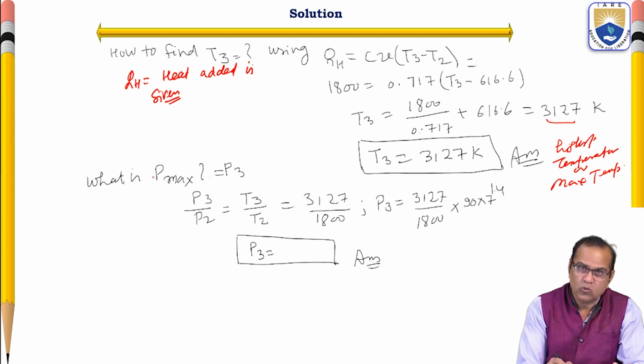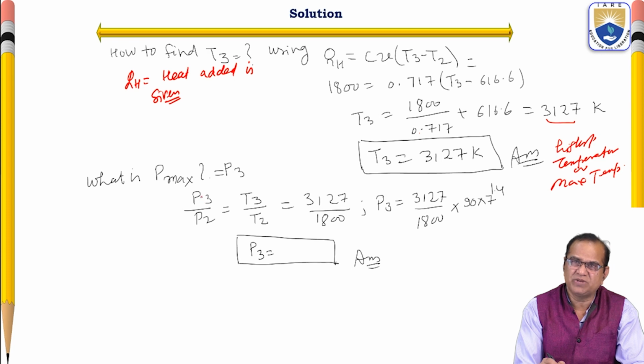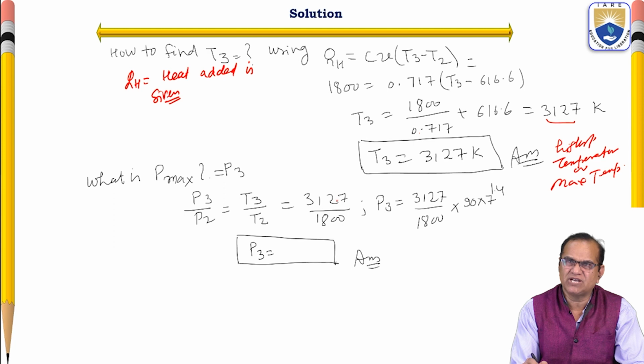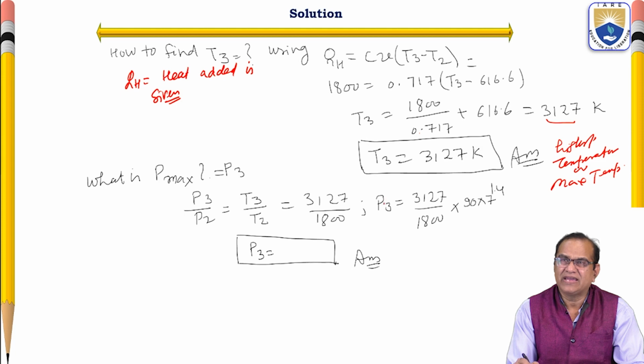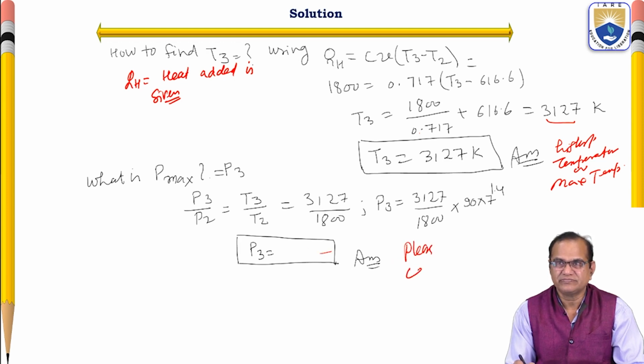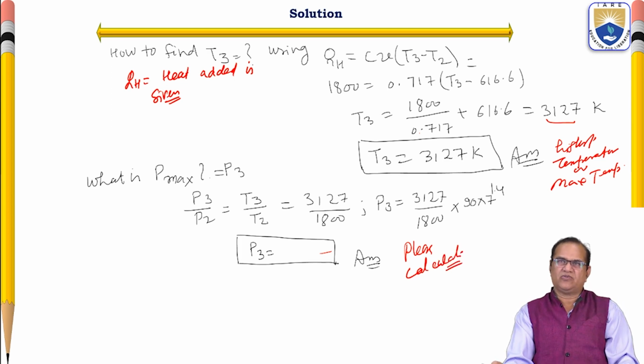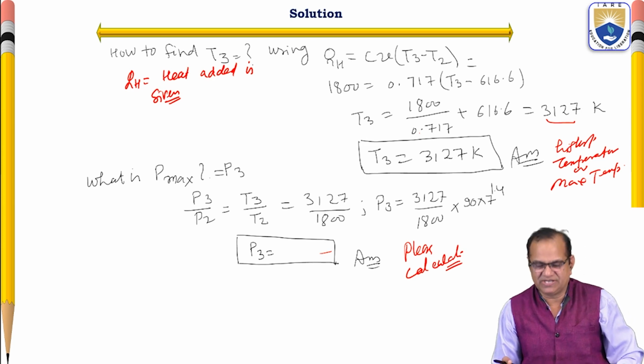So what is the maximum pressure? P3 by P2 is equal to T3 by T2. So T3 we know, 3127, and T2 also we know. So we can get P3 is equal to 3127 by 1800 into 90 into 7 to the power 1.4. So we will get something for P3 also here. The answer you have to find out. Please calculate it. Okay, so you will get all the parameters.